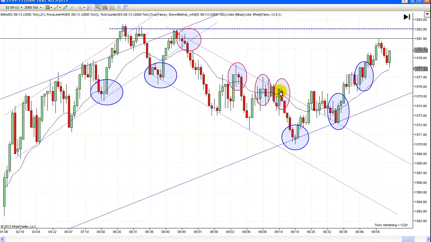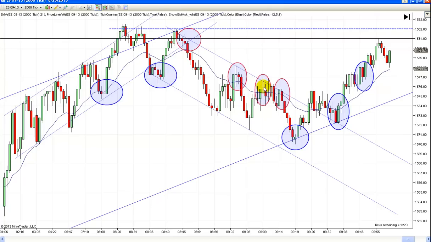And it ran on down then. So I like those two setups. This one, I didn't really like entering on a stop because it's not a very good signal bar. It's more of a doji, but it did close on the lower. It could have easily closed one tick lower and been a reversal type bar.